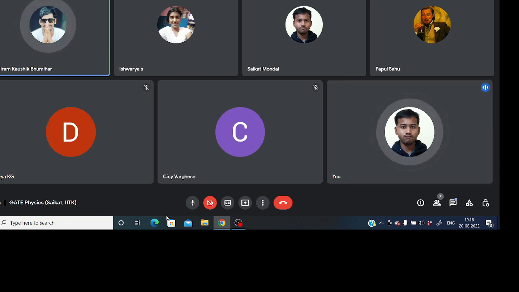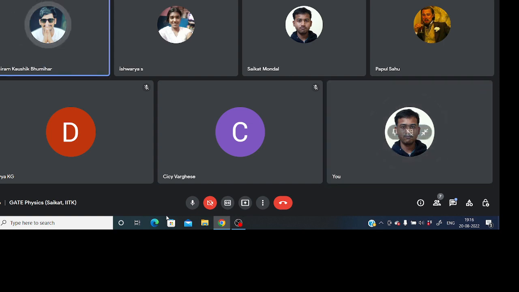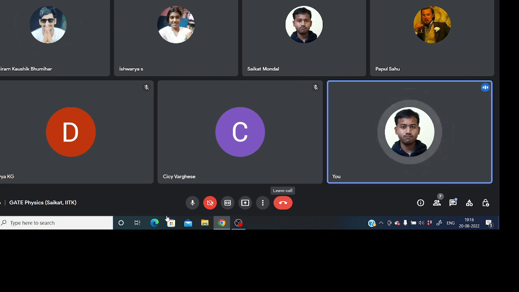My name is Soikot. Mail ID. I don't think it's required actually. If the email ID is required, then it will be on the NPTEL portal. If it's there, then otherwise I cannot share it.